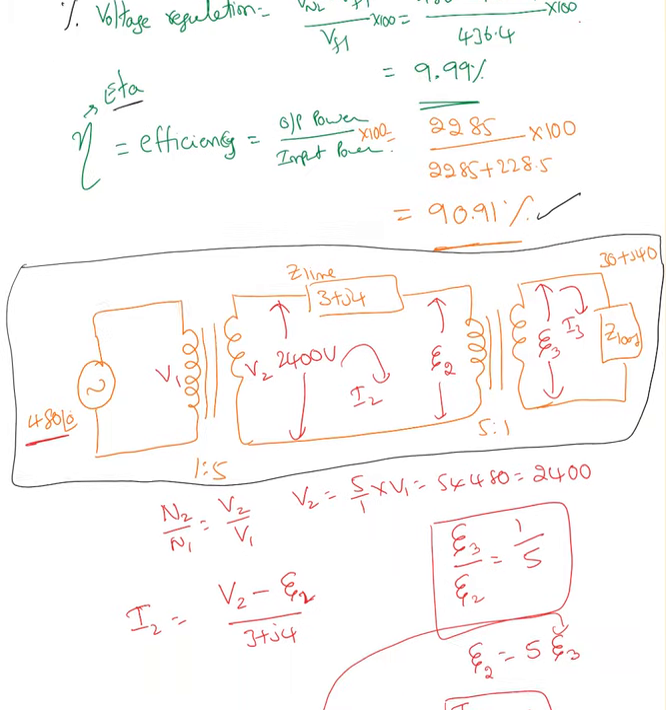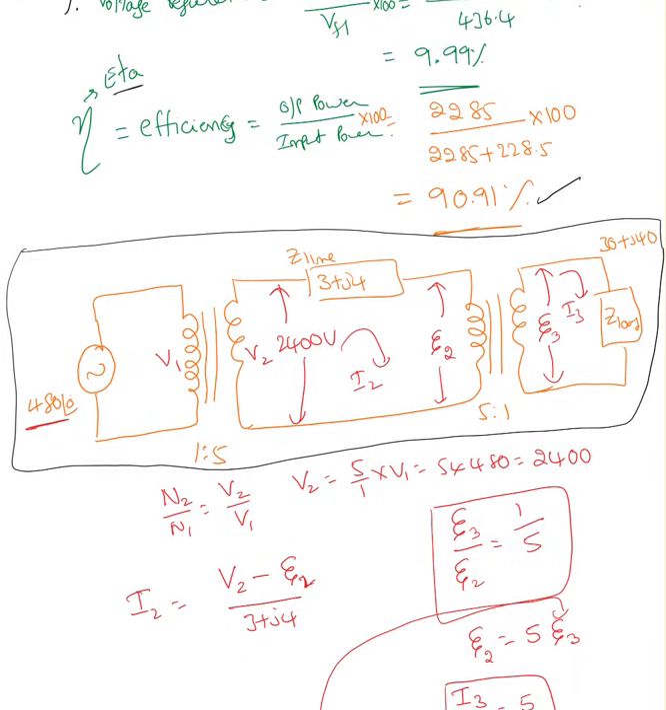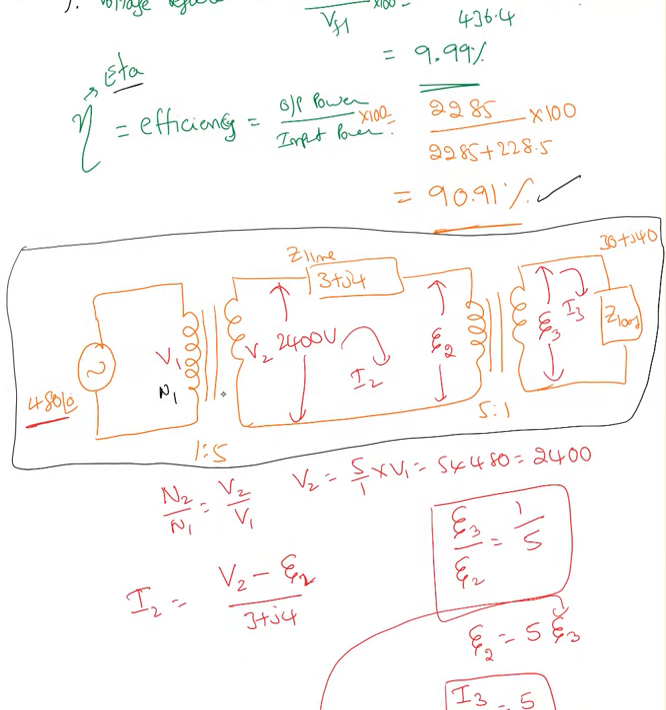Now we know that, so here I'm going to take this as N1, N2. Whenever you see these two lines in between, that's an ideal transformer. So here these two transformers are ideal, so I can say V2 equals N2 over N1 times V1. N2 is 5, N1 is 1, times V1 is 480, so we'll end up with 5 times 480, 2400 volts.